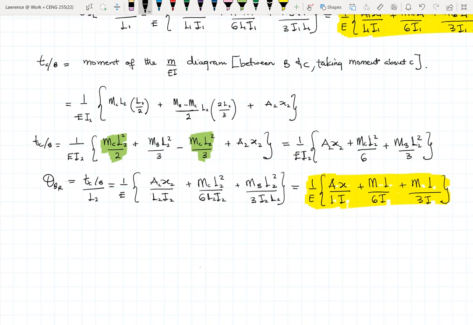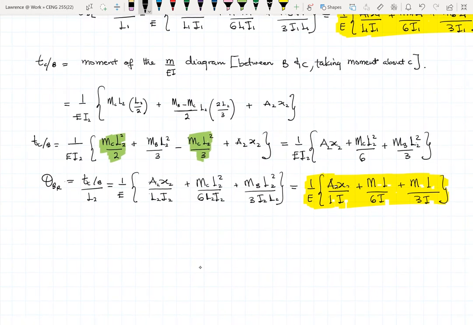So I can again end up with A2 X2 over I2 L2. One of them should be L, and one of them should be I. Okay, so let me just do this properly.